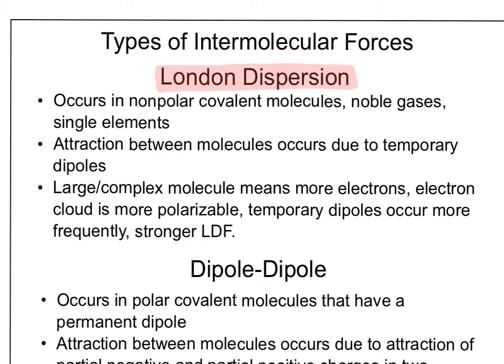So let's talk about nonpolar clones. If I clone nonpolar molecules, noble gases or single elements, they are going to experience London dispersion forces. The attraction happens due to temporary dipoles. So for a hot second, the electrons move to one side, creating a temporary partial negative and partial positive, so temporary that we don't even write it down. So we're not going to write this down on our paper like we do for dipole.